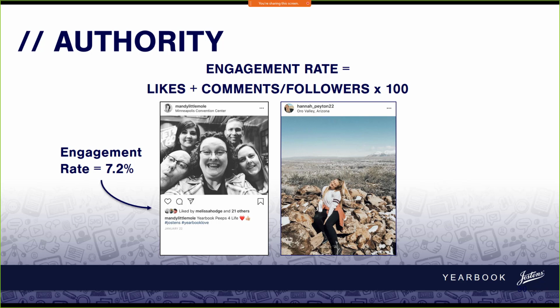And then on the other hand, Hannah on the right, who, like on the previous slide, could be a student in your community, recently got 304 likes and comments on a post, and she has a following of 1,791. So we can say her engagement rate was 17%. So we might consider reaching out to her.